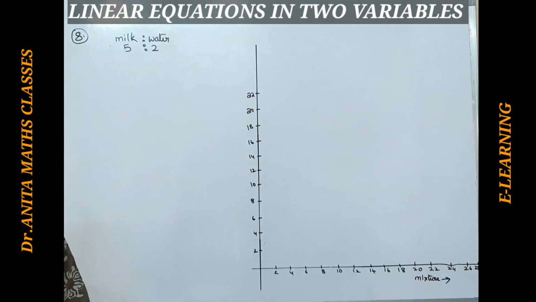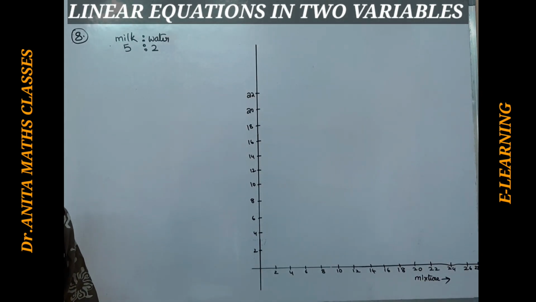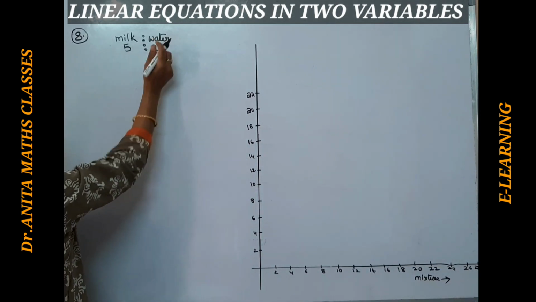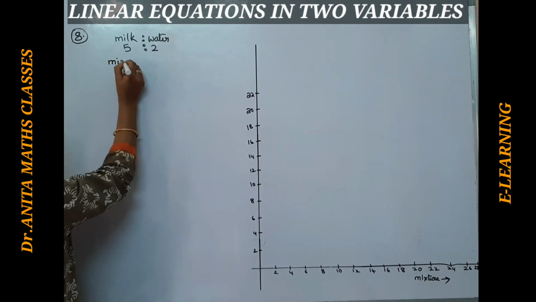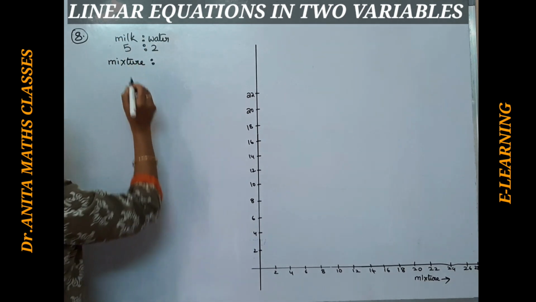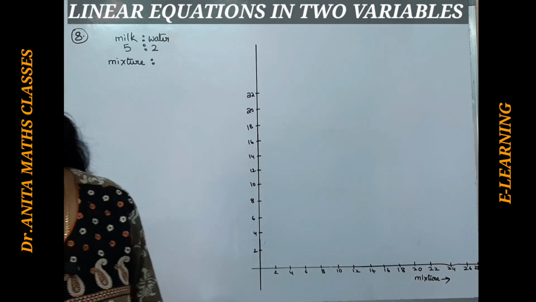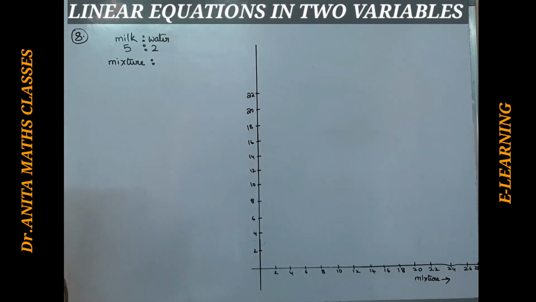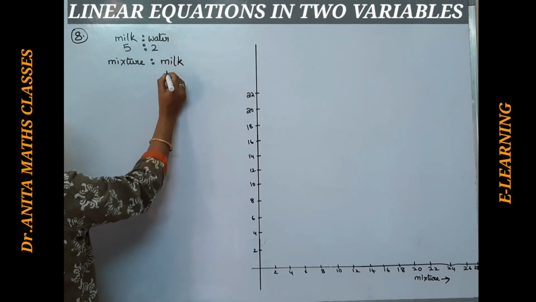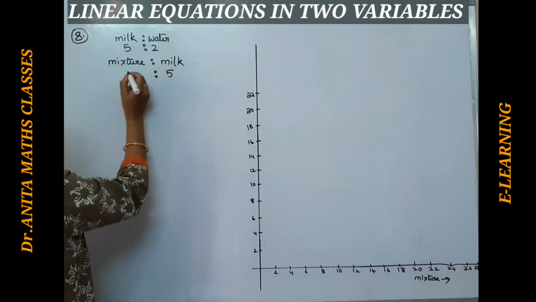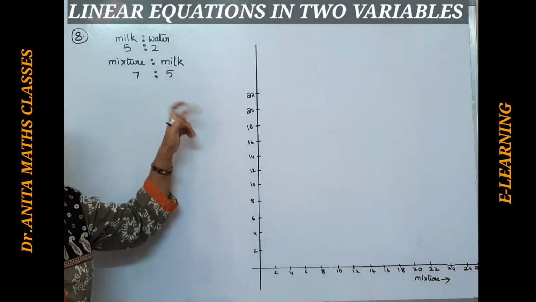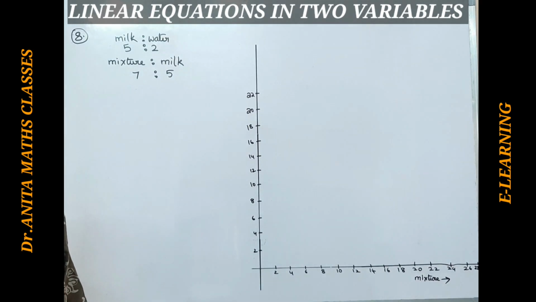What is asked here is that we have to plot the graph for the quantity of milk and mixture. If you are taking mixture, that was the hint given. Mixture means milk and water, isn't it? Now here we want the ratio of mixture and milk. Milk here is 5, and mixture means 5 plus 2, that is 7. For this ratio we need to plot the graph.